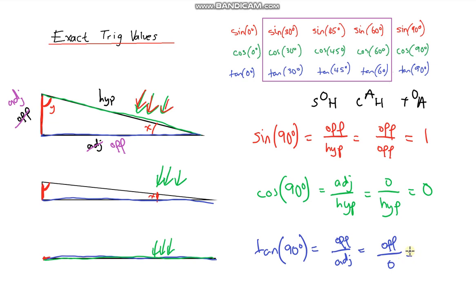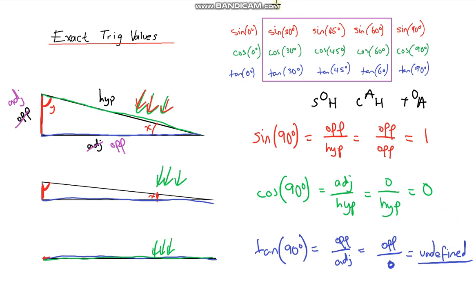Now, you might want to think about what something divided by 0 is. If you put that into a calculator, you will get a math error because we cannot divide by 0. It is impossible to divide by 0. So therefore, we would say that the tan of 90 degrees is undefined. It is undefined. We cannot define it. We cannot divide by 0. So the tangent of 90 degrees is undefined.